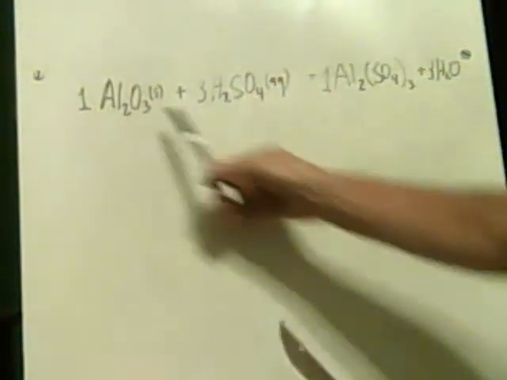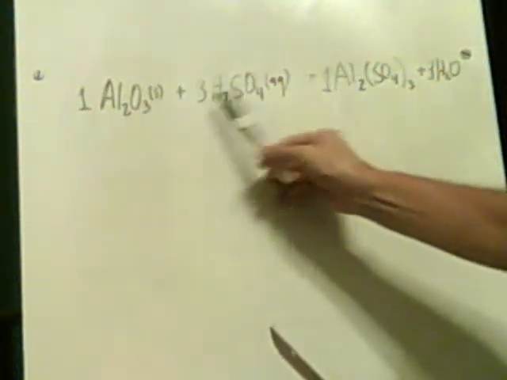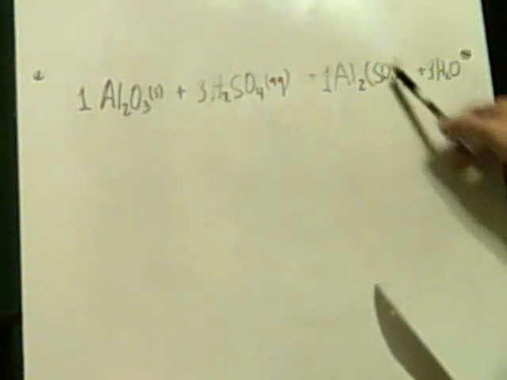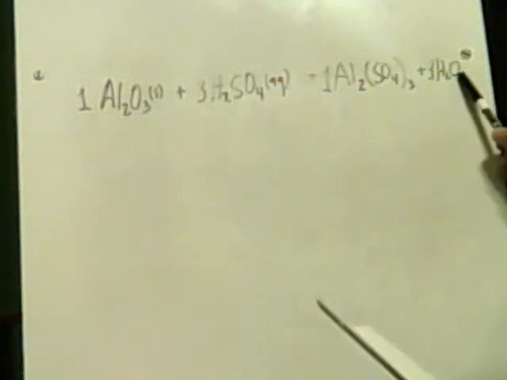And now let's do a double check on the oxygen that's on each side. 3 oxygens here, 12 oxygens here for a total of 15 oxygens. And then here, 4 times 3, that's 12 oxygens plus another 3 oxygens is 15. So it's balanced.